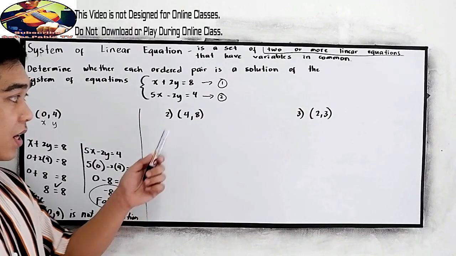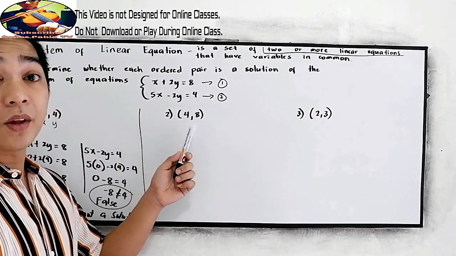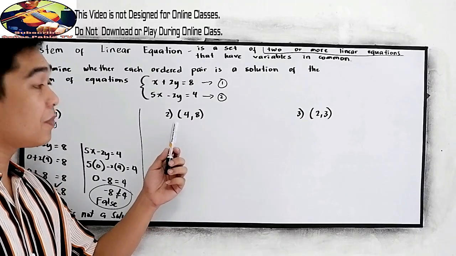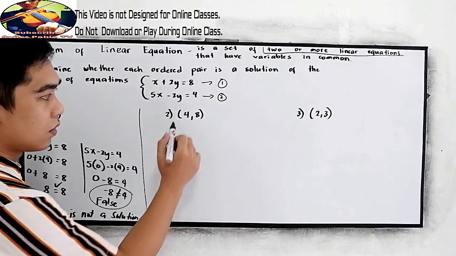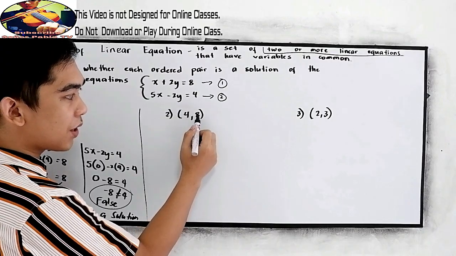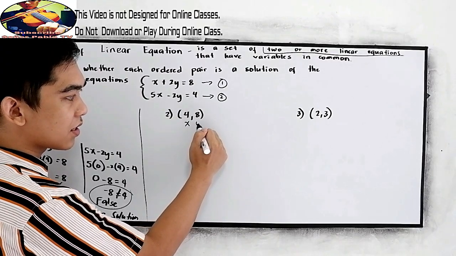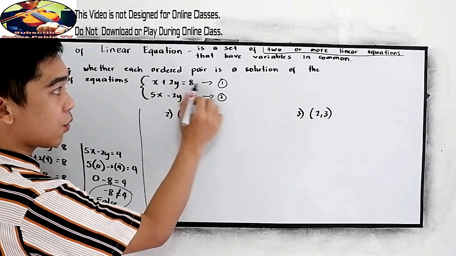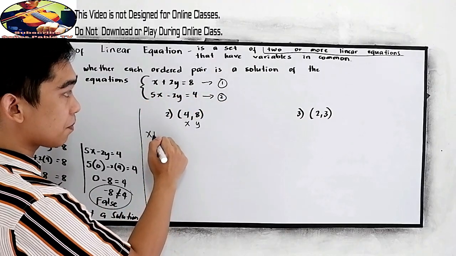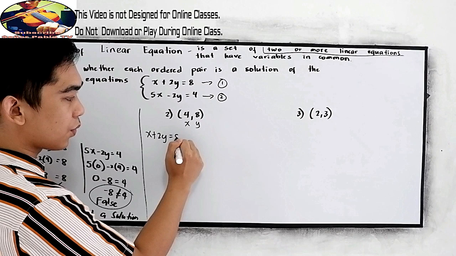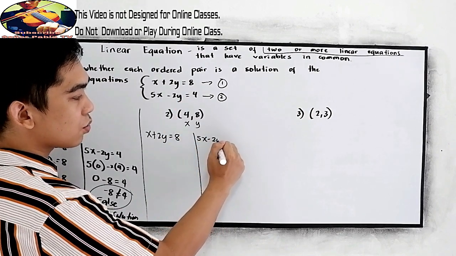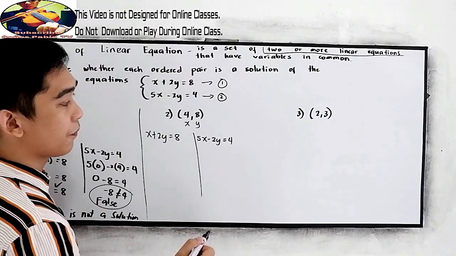And now let us proceed to our problem number 2. We have a point (4, 8). So this is our x and this is our y. Copying our equation 1, x plus 2y is equal to 8, and the other one, 5x minus 2y is equal to 4.